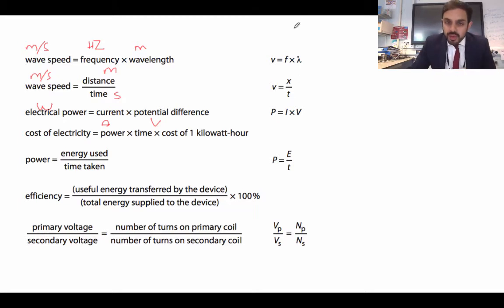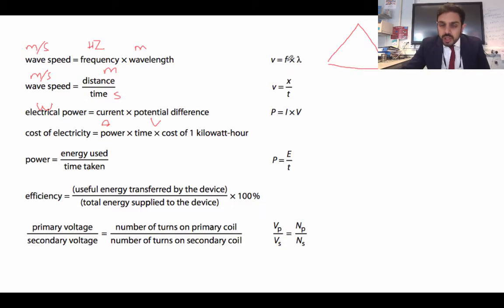Now, however, you've been shown how to work out wave speed, but you haven't been shown how to work out frequency. So how would you do that? If they gave you a question where they said to work out frequency, and they're giving you these two numbers. Now, learn how to put any of these into a triangle.